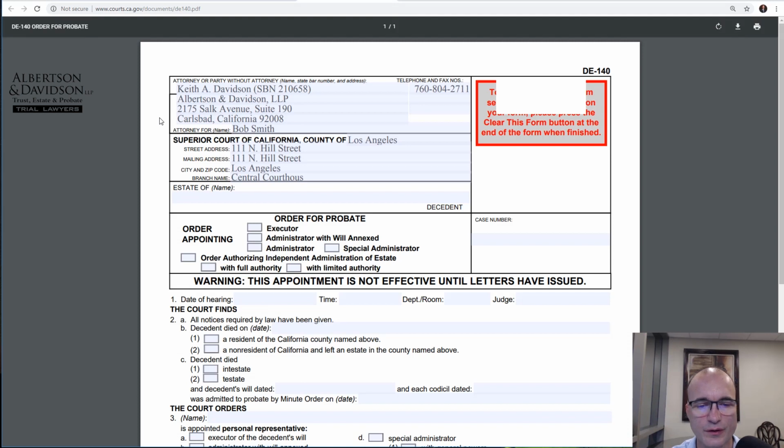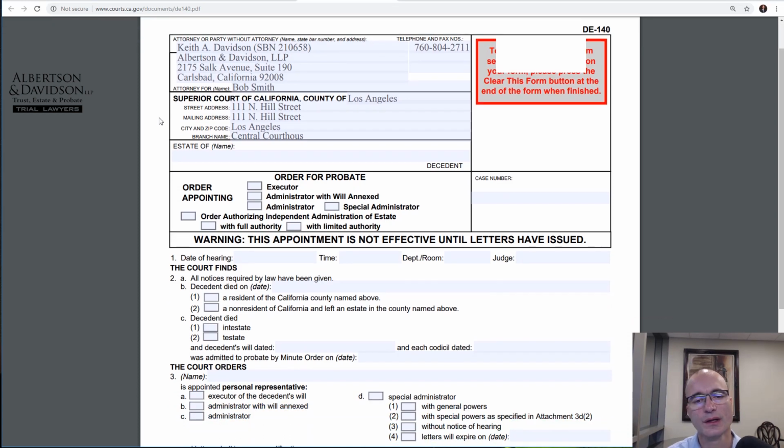So here's the order for probate, form DE-140. Every time the court takes an action, it does so by issuing an order. So you file a petition for probate, and your petition is asking the court, will you please open probate? Will you admit a will to probate and make sure that the will is valid so we can manage the estate under the terms of the will, if there is a will? Or if there isn't a will, if you're doing an intestate estate, as it's called, then can you just open probate and allow us to administer this estate under the intestate laws, under the probate code? That's what you're asking the court to do with the petition for probate.